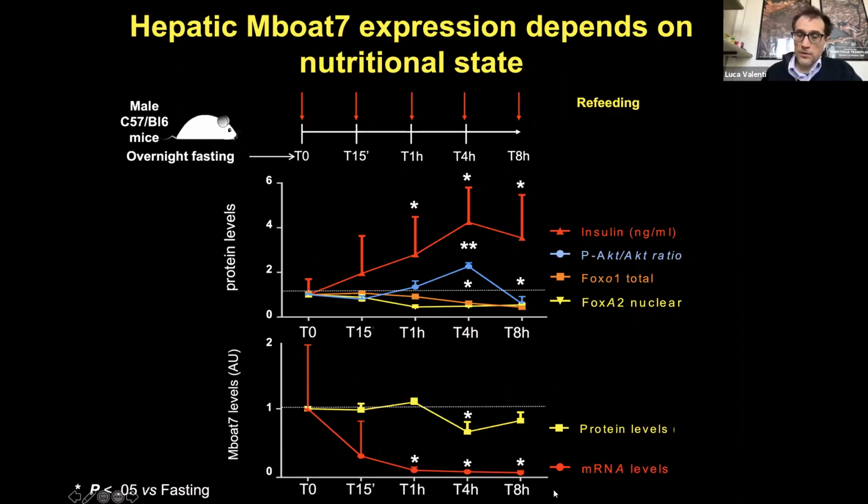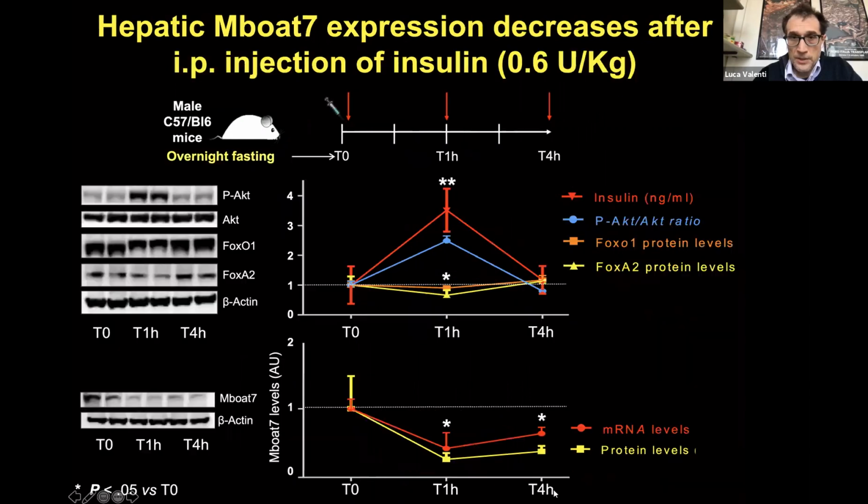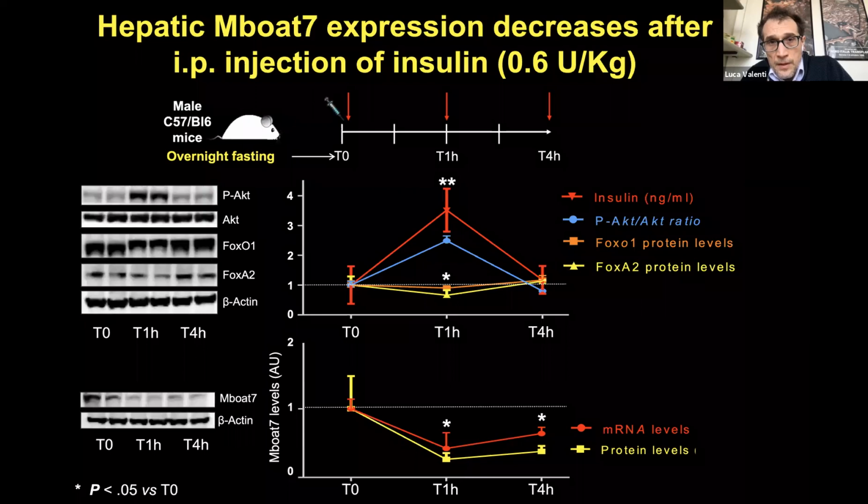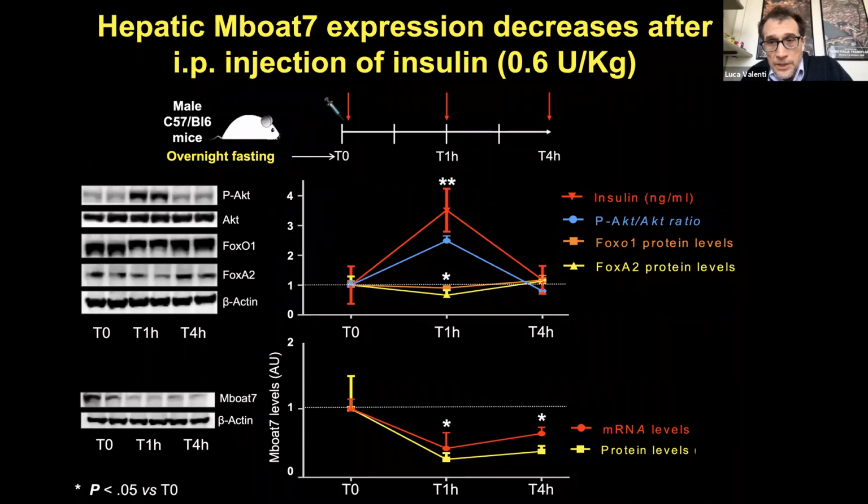This process is followed by progressive downregulation of Ambos7 expression. But this process was even more marked, recapitulated by the intraperitoneal injection of insulin, suggesting that this is directly dependent on the insulin signaling activation, irrespective of nutrient state or the availability of glucose.